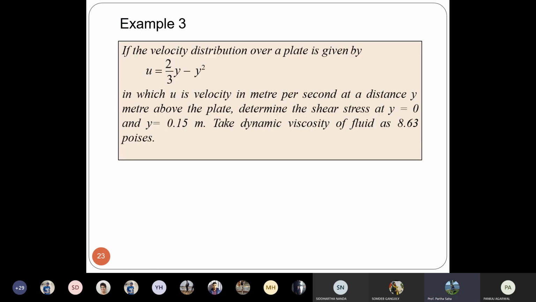Okay, so we're going to solve some numericals. This is very important because I just talked about different aspects of viscosity. Now you should know how to calculate viscosity for real life application.